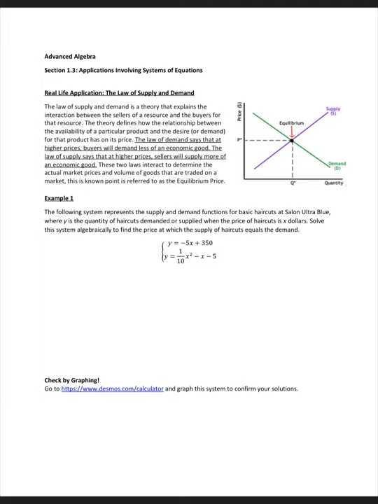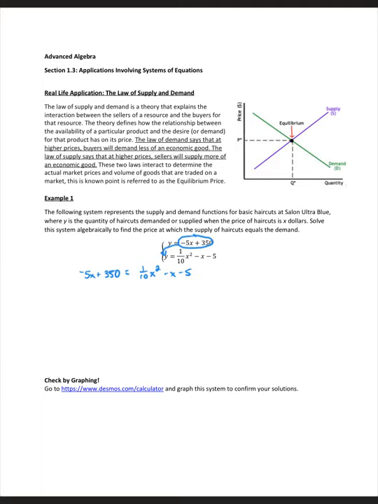To get started with these two equations, I can see that they're both y equals. This would be a great opportunity to use substitution. So I'm going to replace negative 5x plus 350 in for y into equation number 2. So I get negative 5x plus 350 equals 1/10 x squared minus x minus 5.